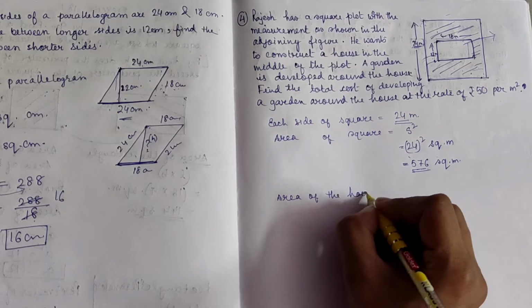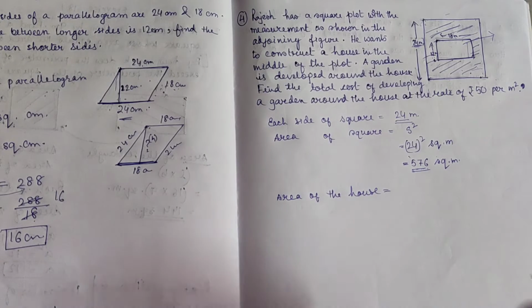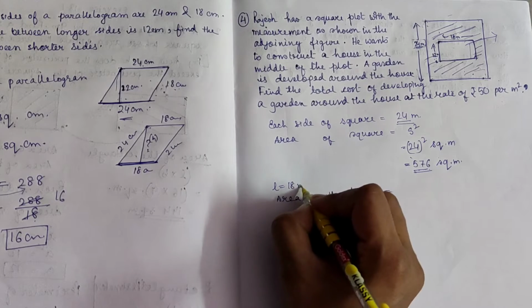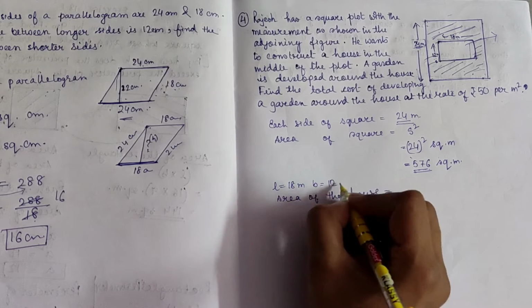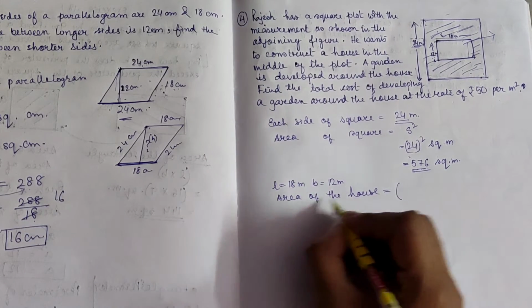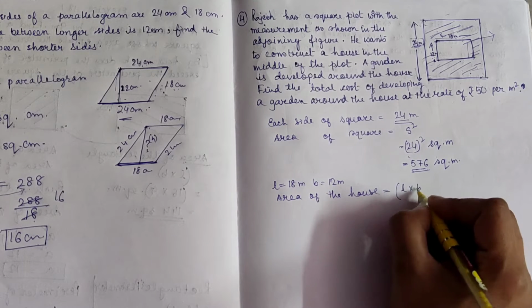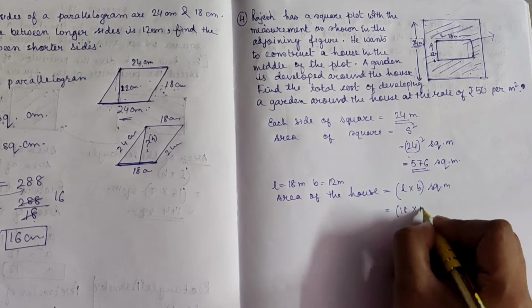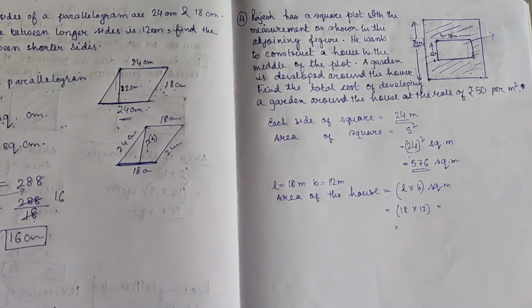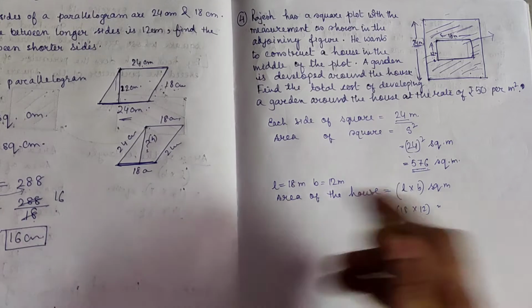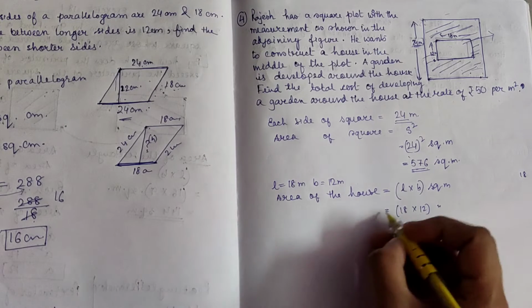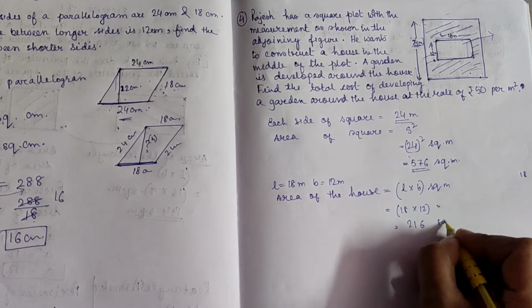So we need to know the area of the house. How can we find out the area of the house? We know the length of the house is 18 meter and breadth of the house is 12 meter, which is already mentioned. So area of the house will be length into breadth square meter. Length is 18, breadth is 12. So 18 into 12 is how much? Let's do 18 into 12. It will be 216 square meter.